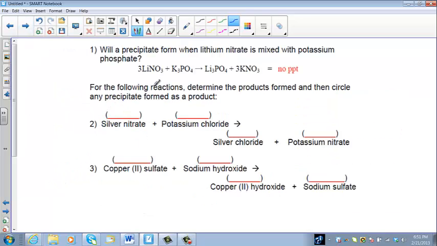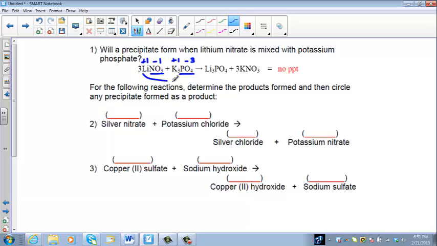Okay, will a precipitate form when lithium nitrate is mixed with potassium phosphate? So here's our lithium nitrate. This is +1, -1. And our potassium phosphate is going to be +1, -3. Remember, polyatomic ions come from Table E. Elements, their charges come from the periodic table.